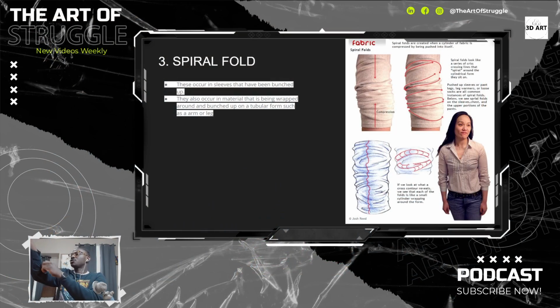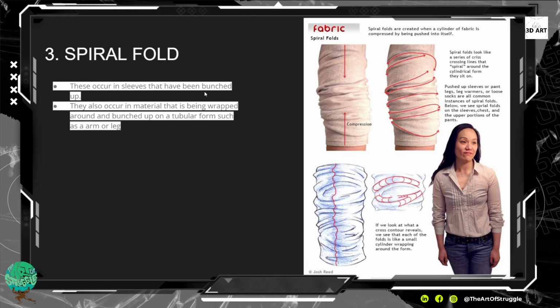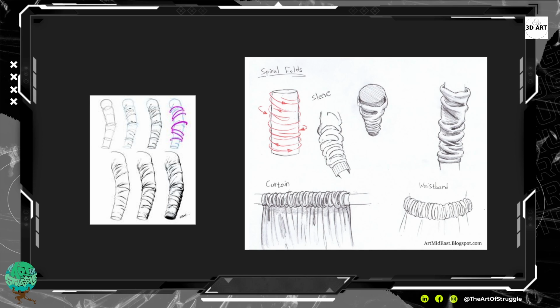So if I just start to compress my sleeve here, I will start to generate and create these spiral folds, right? I'll start to generate these spiral folds in my clothing as well, all right? So here's some more examples of what it looks like from the top, right? This is like a wristband. Curtains can have spiral folds because when you squeeze them and compress them together, you're going to get that spiral action.